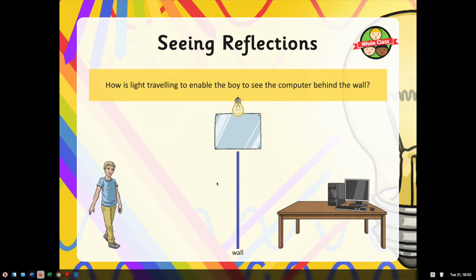So have a look at this here. How do you think the light is travelling to enable the boy to see the computer behind the wall? Okay, so remember the light is going to go from here to the boy, mirror, it's going to bounce off, and that's going to allow them to see what's on the other side.